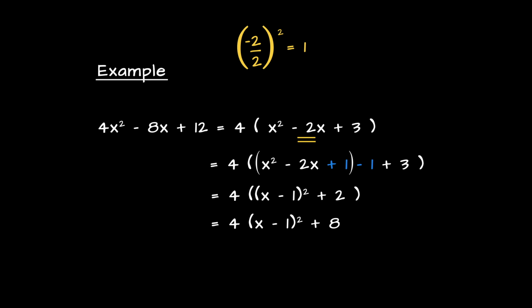And that's it. We've completed the exercise, and we have completed the square. And this last example really shows how you can also complete the square for a quadratic expression if the coefficient of x squared is not equal to 1, if it's equal to some other number.